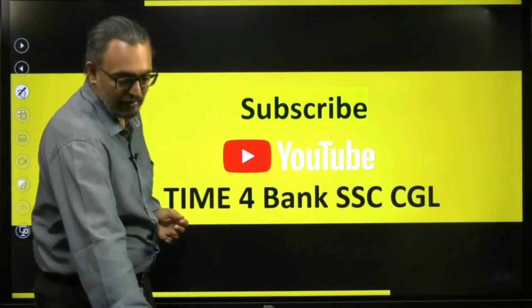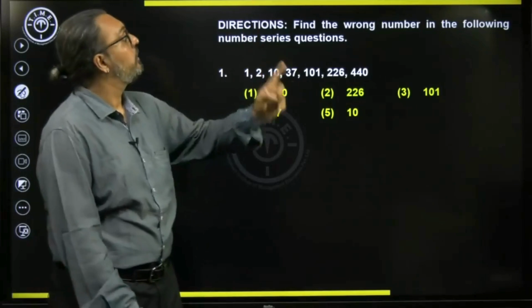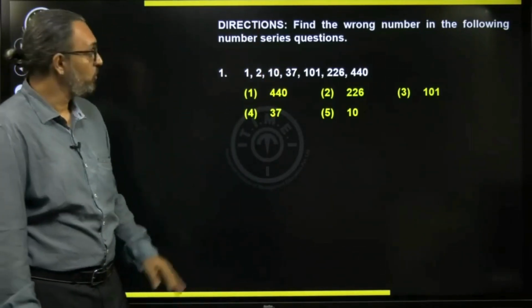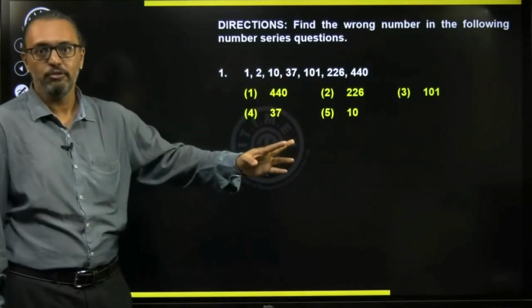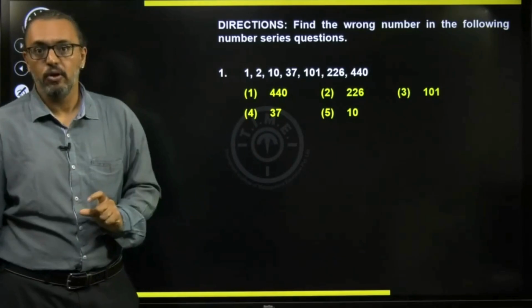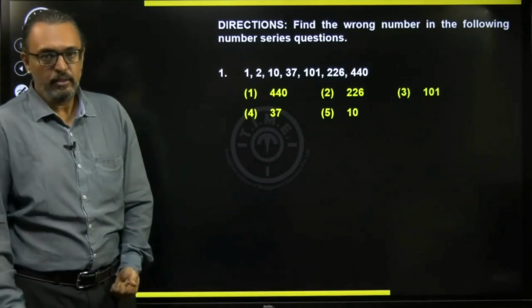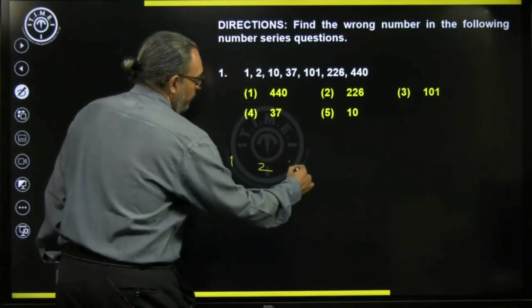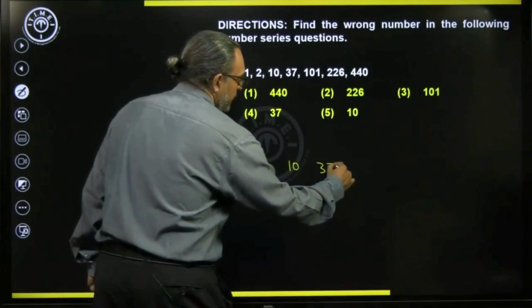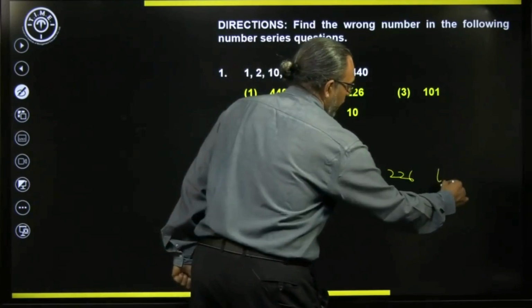Now coming to this, here he says find the wrong number in the following number series questions. So you will not be given any blanks or question marks here. A complete sequence will be given to you, of which one of them is a wrong number. We need to identify which is the wrong number in that sequence. Okay, so here we have 1, 2, 10, 37, 101, 226 and 440.